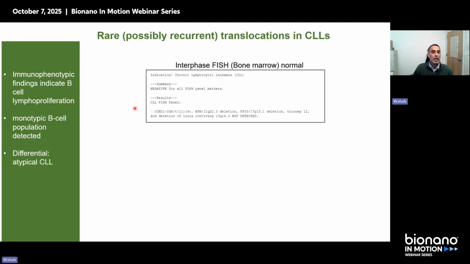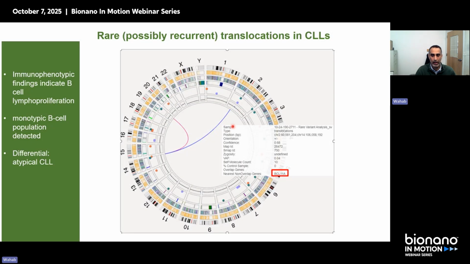So this was a case where we picked up a rather rare, possibly recurrent translocation. Sometimes it's hard to know if they're in fact rare or if we've just been under-ascertaining these over time. This had a monotypic B cell population detected. The differential had this atypical CLL, and we noted here a sort of double hit. It was really interesting to see this, with a translocation 2;14 and then a translocation 14;19.